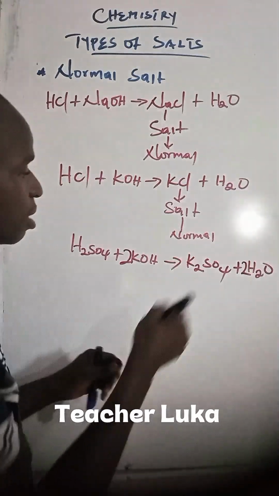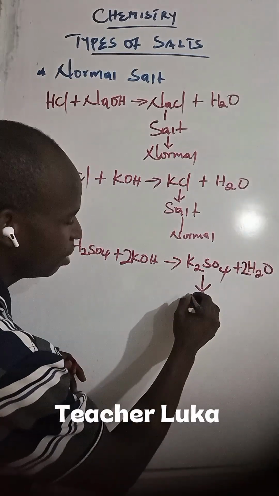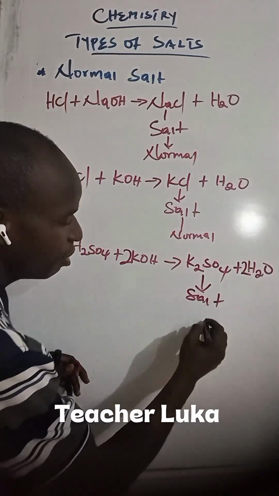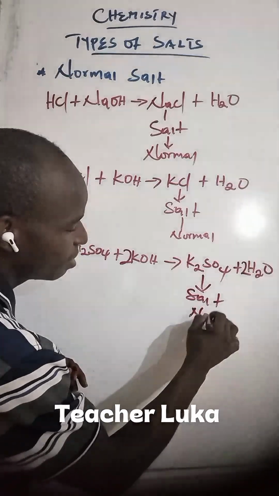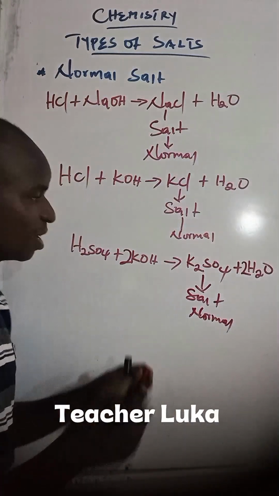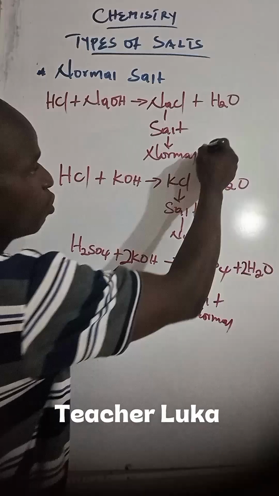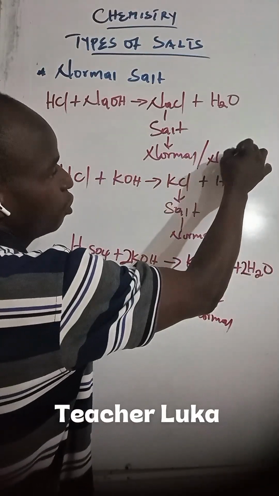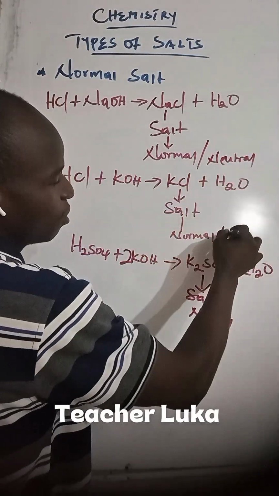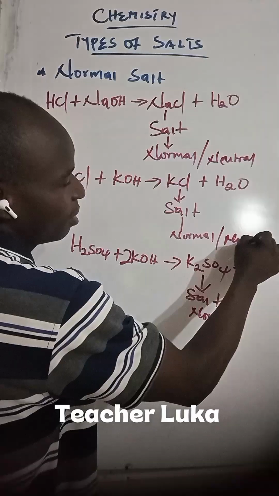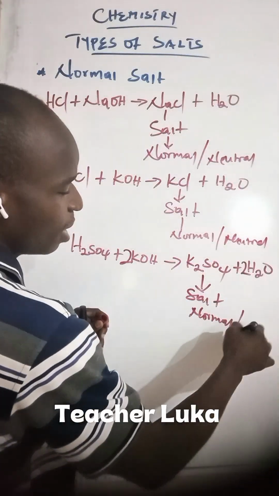So this is balanced. Now, this is simply a salt, right? And it is normal. So this is a normal salt. We could say that this is normal or neutral, all right? Are you following?